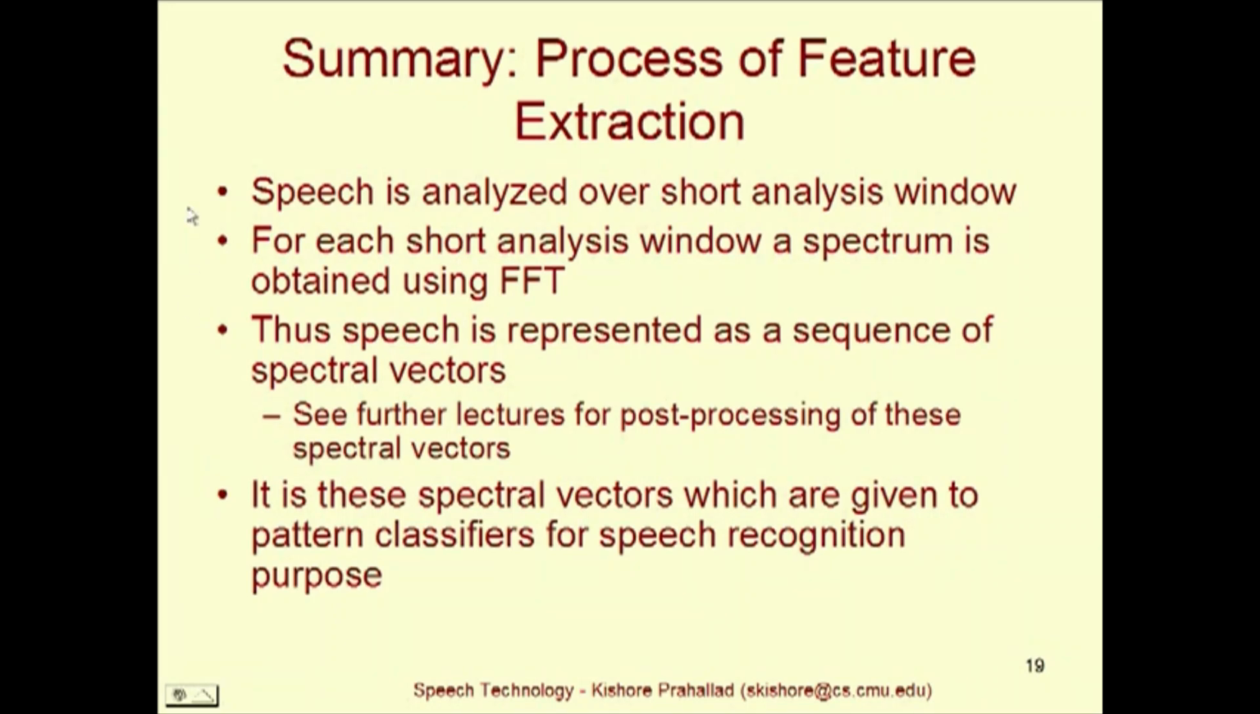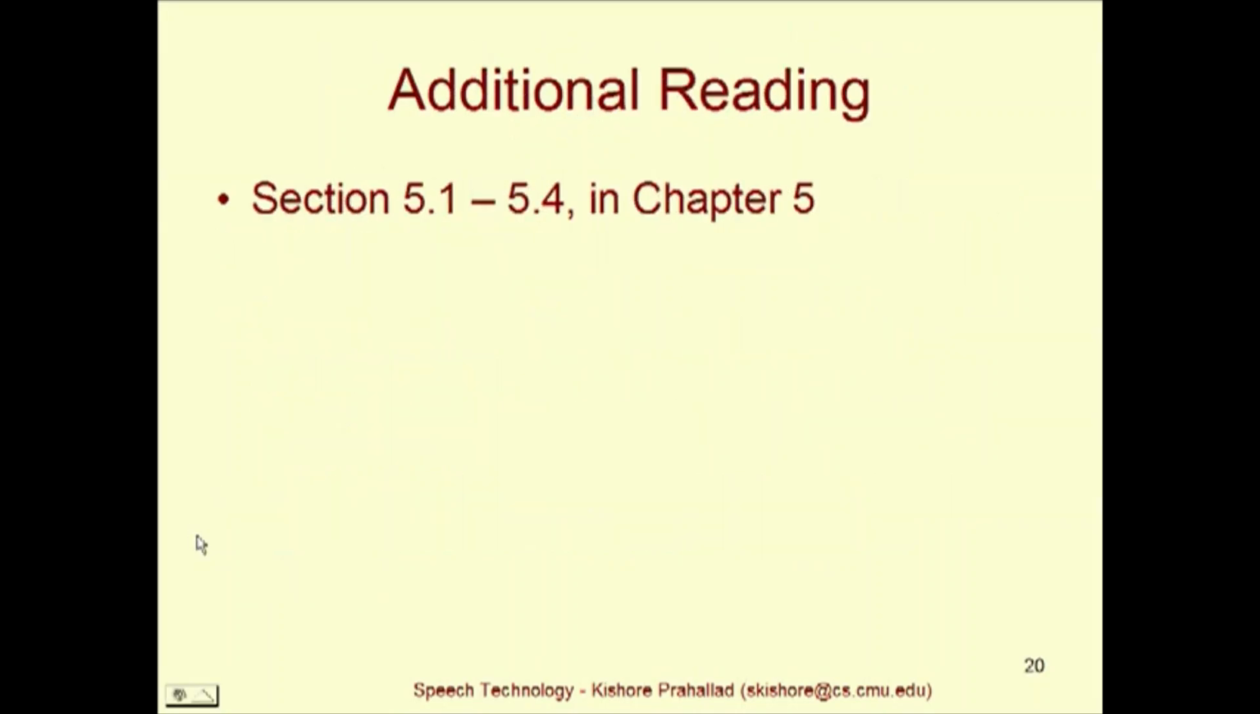This slide, I think, is important to summarize the feature extraction. The first step is that speech is analyzed over short analysis windows, and for each short analysis window a spectrum is obtained using fast Fourier transform. This gives you a sequence of spectral vectors to represent a speech signal, and these spectral vectors are given as input to machine learning models for speech recognition purposes. You should be able to find more additional reading in this chapter.